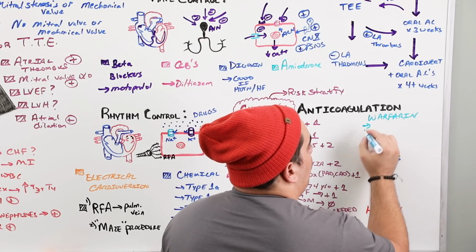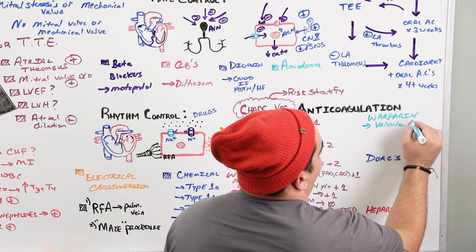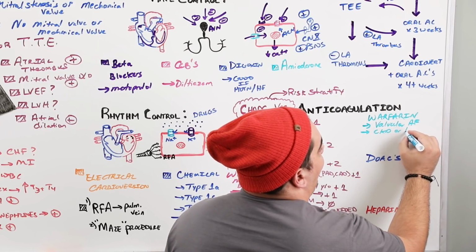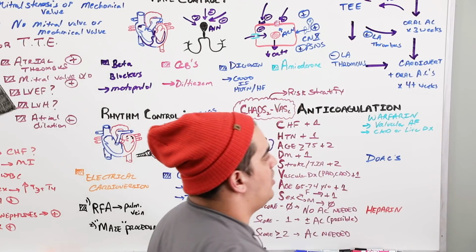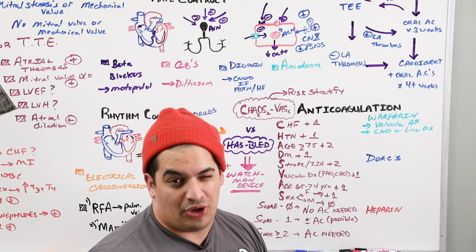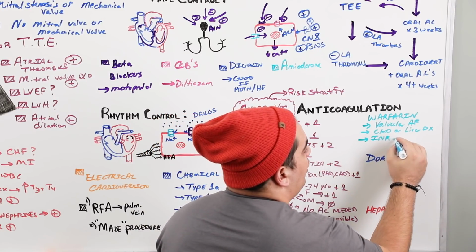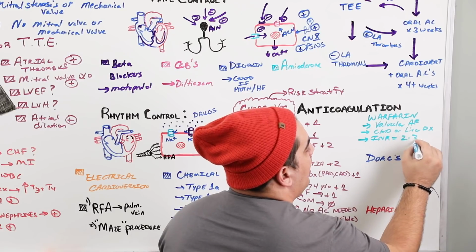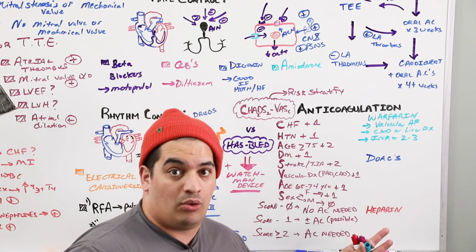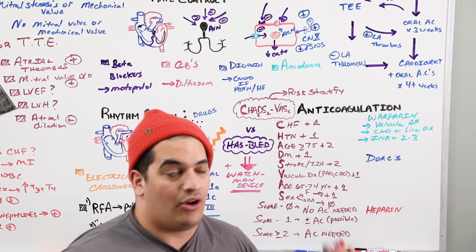Warfarin is good for someone who has valvular AFib, or chronic kidney disease, or liver disease. If they have liver disease, chronic kidney disease, or valvular AFib, warfarin is your go-to in this scenario. The only thing you have to remember is that when someone's on warfarin, you have to monitor their INR and do your best to keep it within a 2 to 3 range. If it's below, they're still at risk of clots. If it's above 3, they're at risk of bleeding. So that is a thing to think about with warfarin.